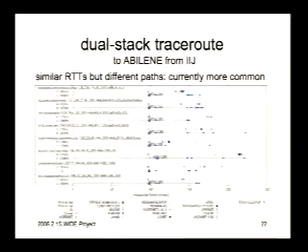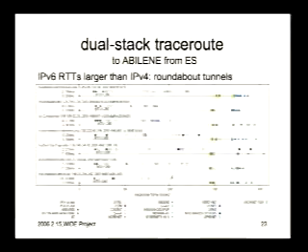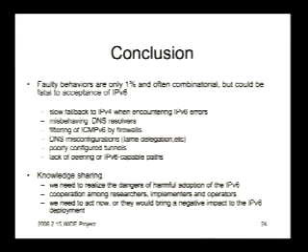And this is an example of a commercial path. Currently, commercial paths are basically using completely different routing for v4 and v6. So these nodes have similar RTT but different paths. This is very common in the current v6 deployment. And this one is an example where v6 has much larger RTT than IPv4. They are basically roundabout tunnels. So v6 takes much longer to reach the target.